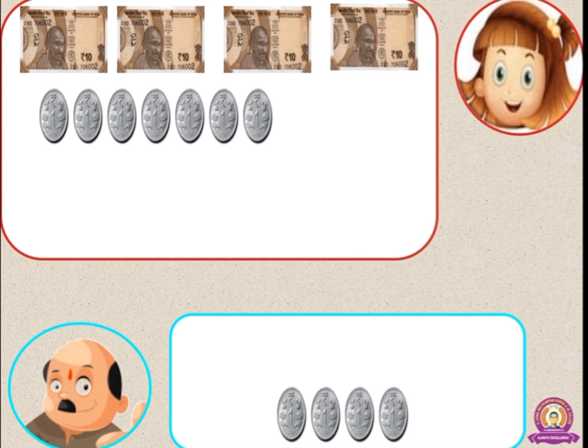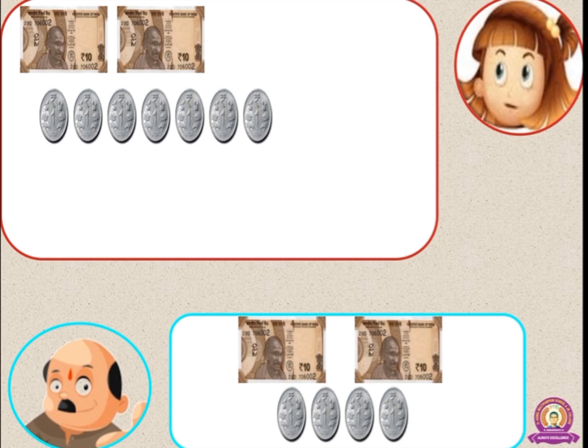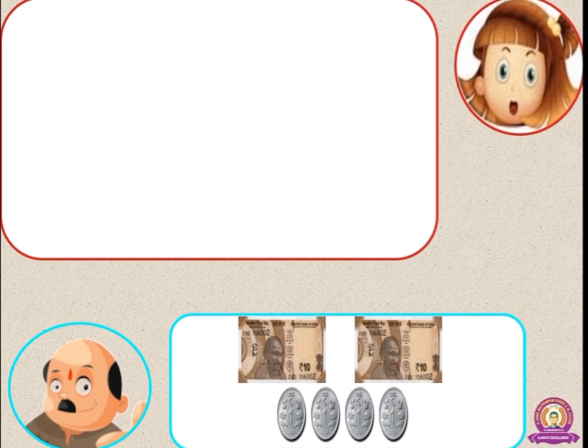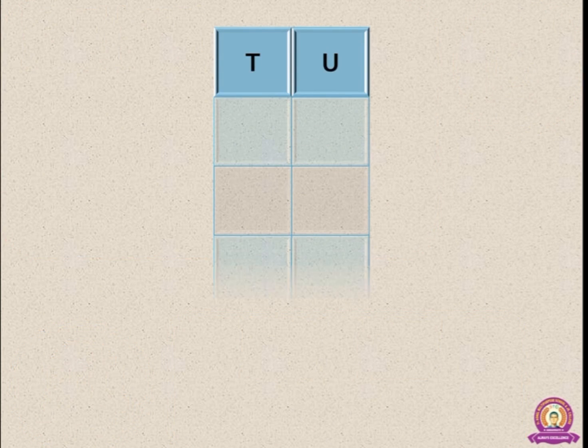In the same way, when I give 2 10 rupee notes from the 4 10 rupee notes, only 2 10 rupee notes are left with me. Therefore, when I gave 24 rupees to the shopkeeper, only 27 rupees is left with me. Let us solve the same in the tabular format with the help of the picture symbols.